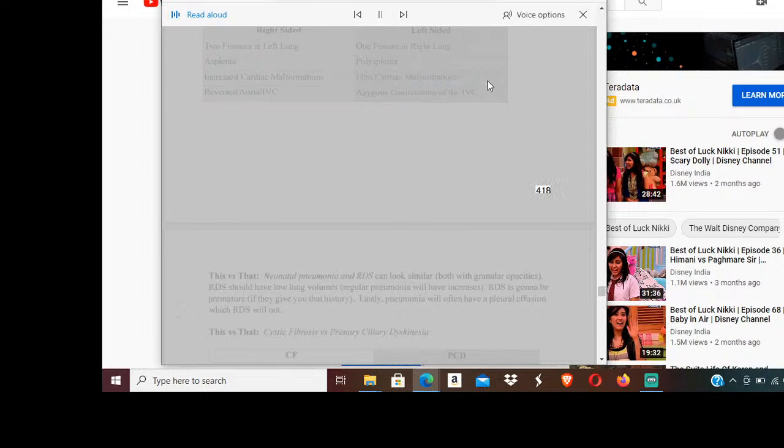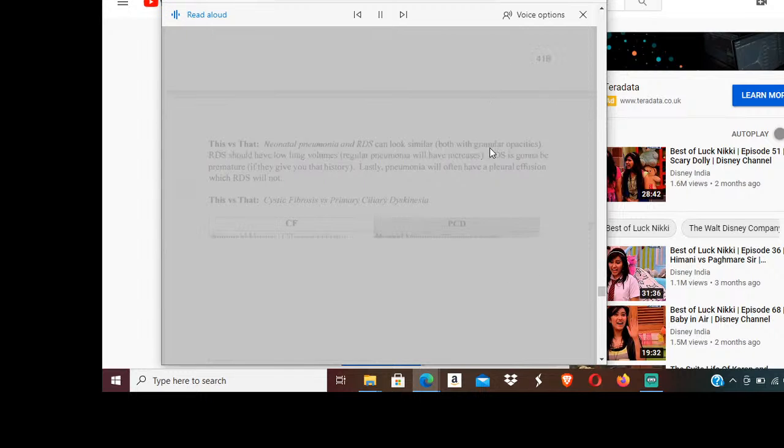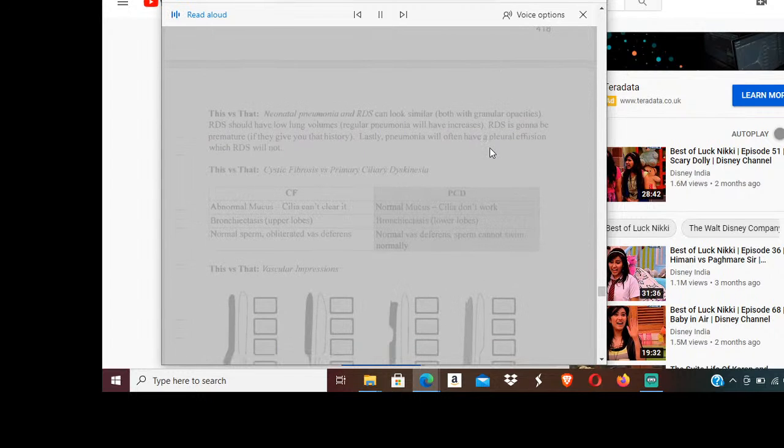418. This vs that, neonatal pneumonia and RDS can look similar, both with granular opacities. RDS should have low lung volumes, regular pneumonia will have increased. RDS is gonna be premature, if they give you that history. Lastly, pneumonia will often have a pleural effusion, which RDS will not.